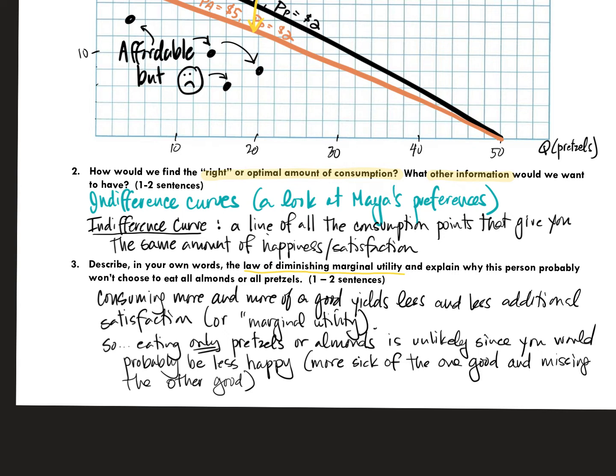Another way to say it is if you're eating only pretzels or only almonds, that's pretty unlikely since you would be really quite tired of that one good. And you just probably wouldn't be as happy. As they say, variety is the spice of life.